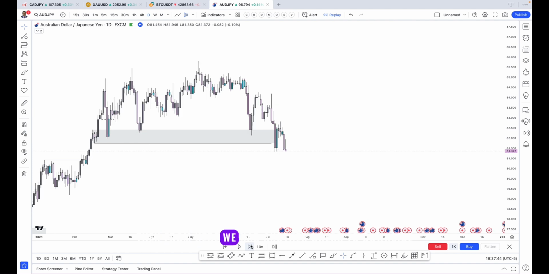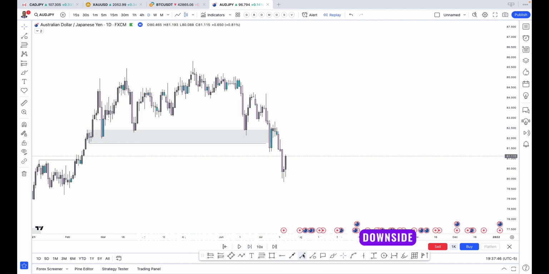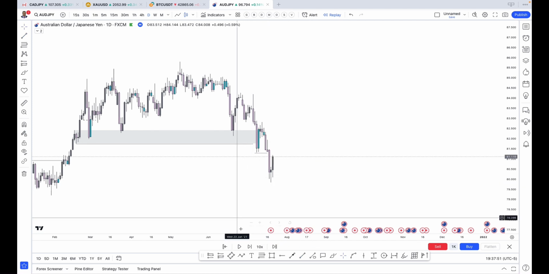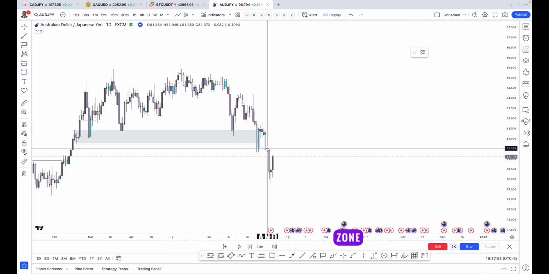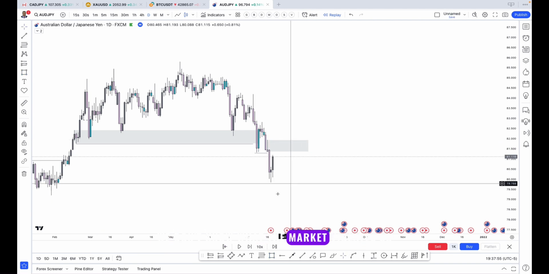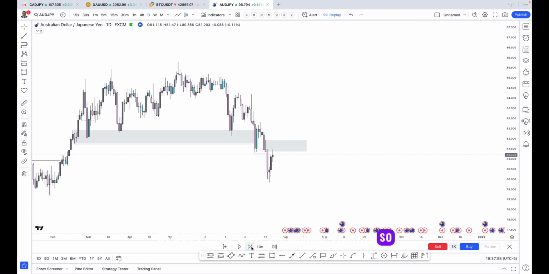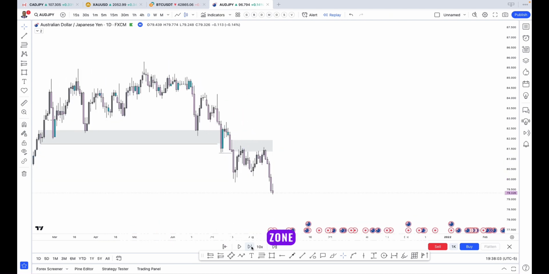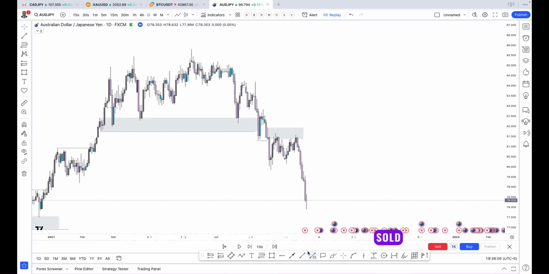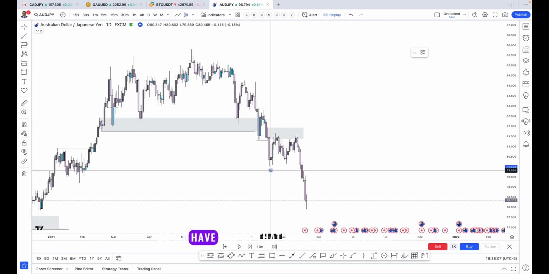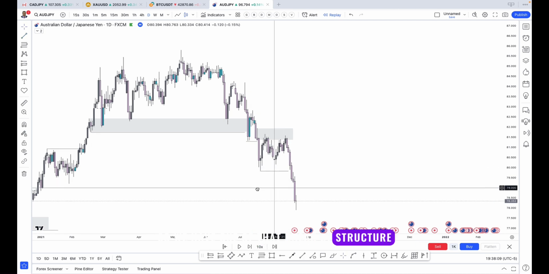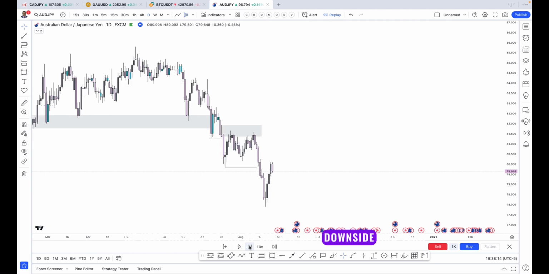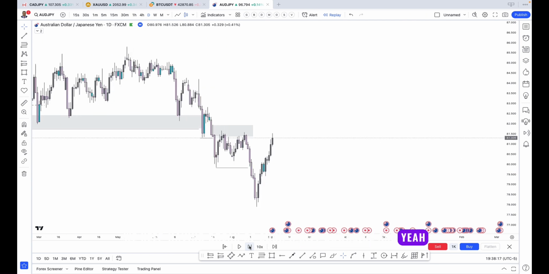Then from here we had another break to the downside. That was a break, and we have a zone here that we don't want the market to violate, so we end up selling from that zone, liquidating, and we sold. Okay, so we have another break of structure. So right now we keep having breaks of structure to the downside.